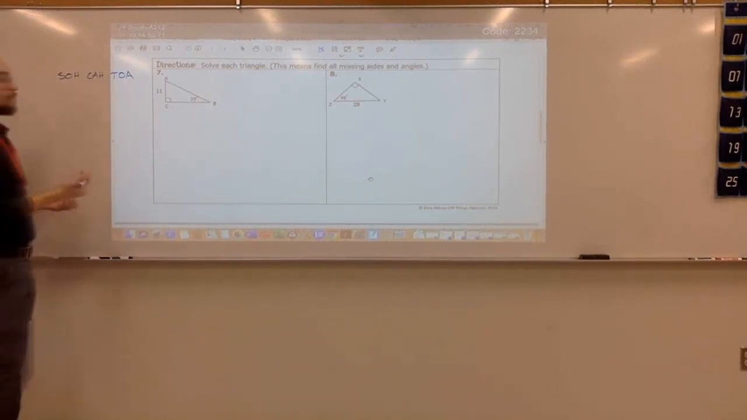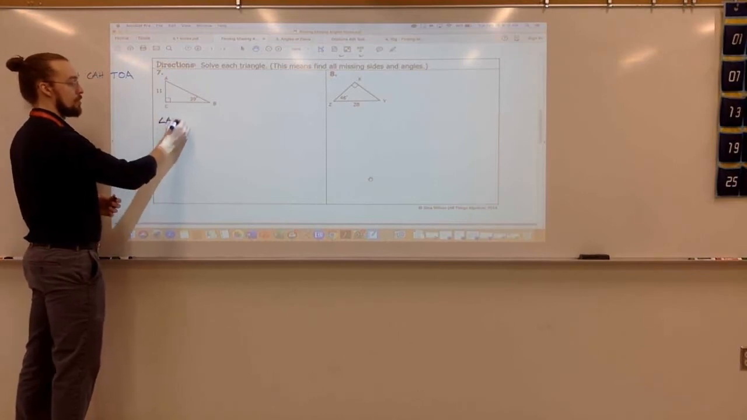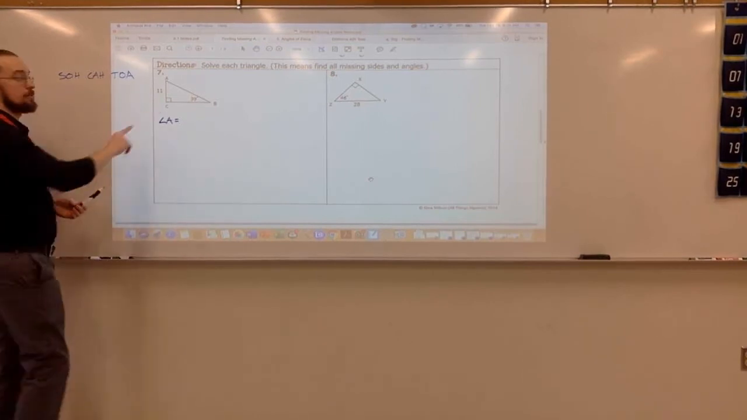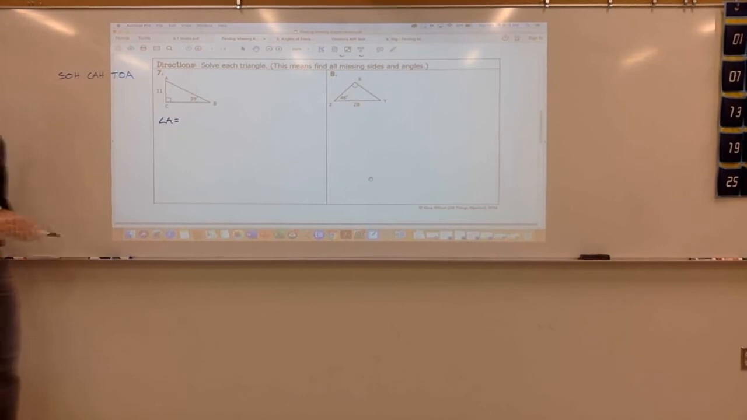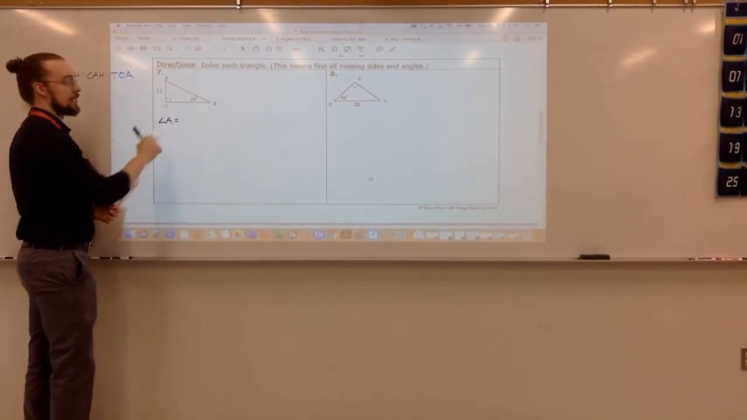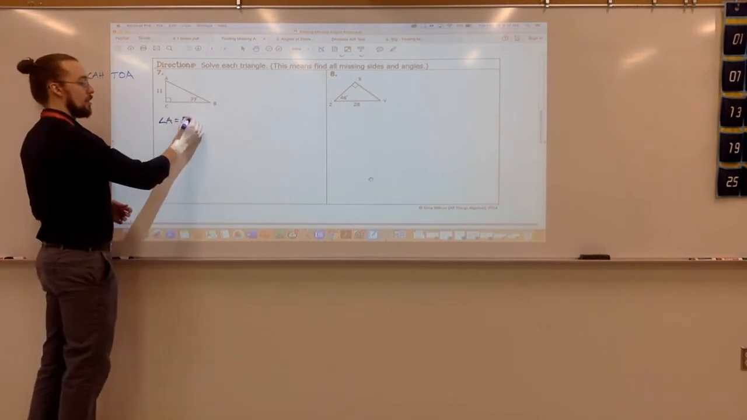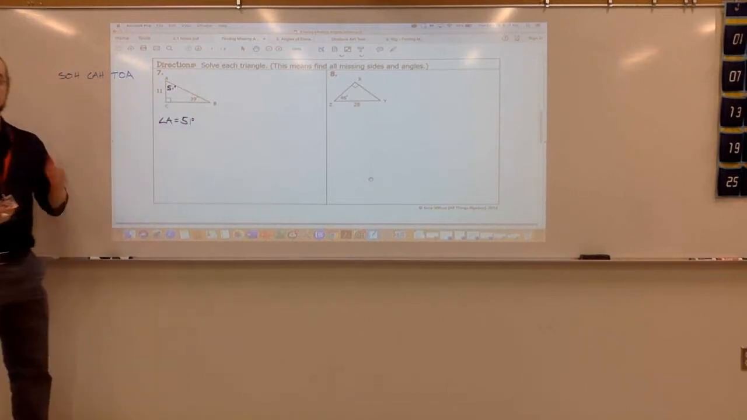Well, first, it's probably going to be pretty easy if we know two angles to find the missing one. In this case, I can just say all three angles will have to add to 180. So angle A is going to be 180 minus 90 minus 39, which gives me 51. So we already have one of our missing pieces.